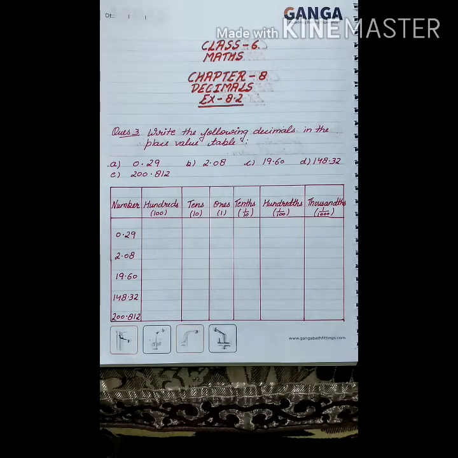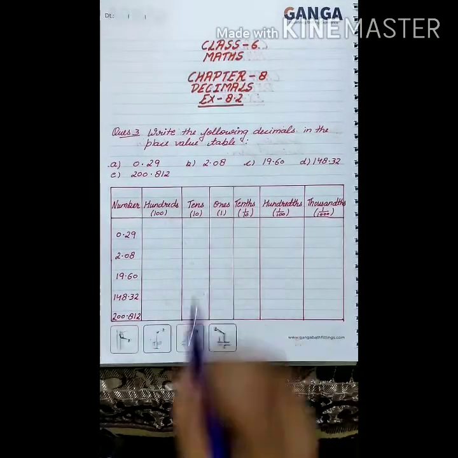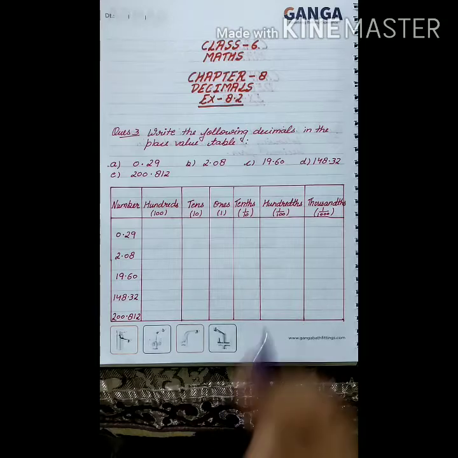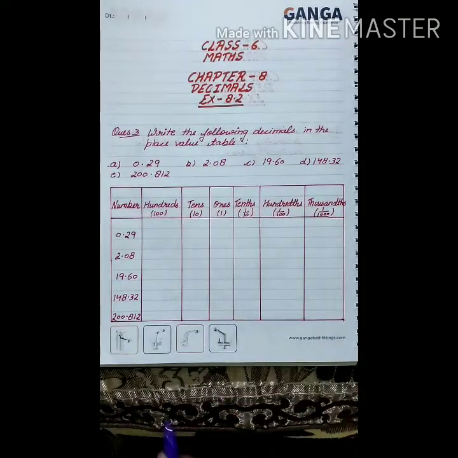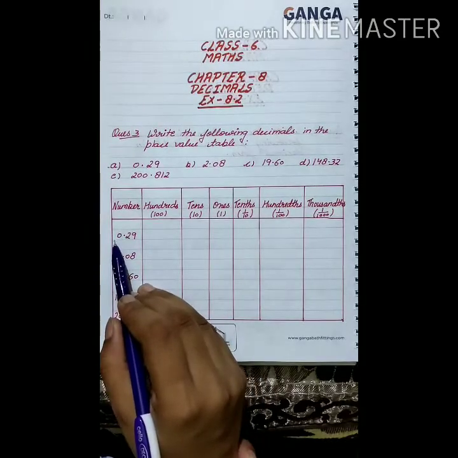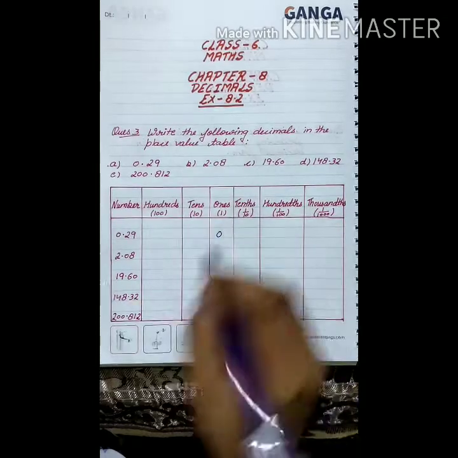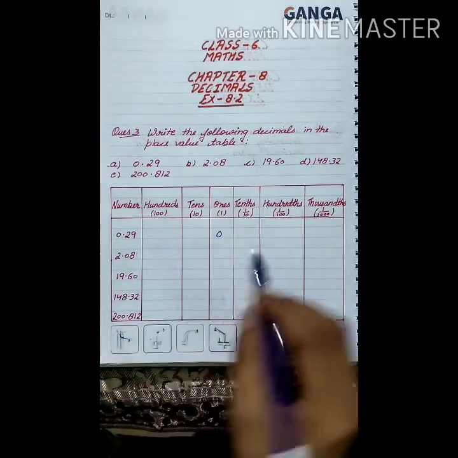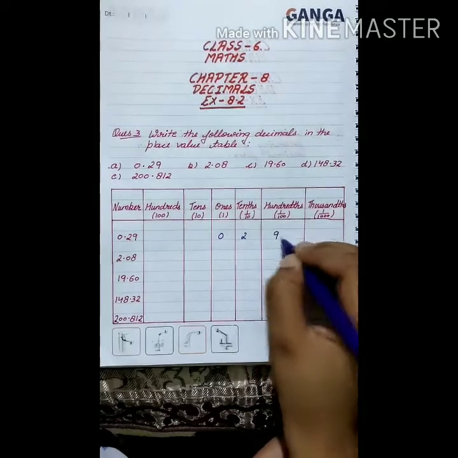So we write 3 positions to the left of the decimal point, that is ones, tens, hundreds, and 3 positions to the right of the decimal point, that is tenth, hundredth, and thousandth. First number, 0.29. Here we have only one digit to the left of the decimal point, so we write it at ones. And 2 digits to the right of the decimal point, so we start from tenth and write 2 at tenth place and 9 at hundredth place.